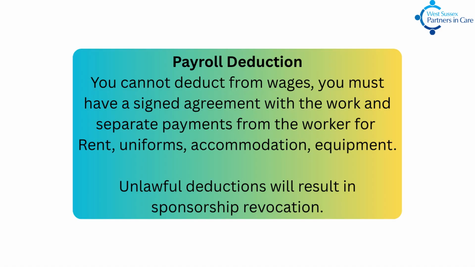Employers cannot make deductions directly from wages and payslips. There must be a separate agreement in place if the worker is required to pay for rent or uniforms. Sponsors will get an instant revocation if the UKVI find payments are being deducted directly from wages. There must be documented agreements for any required payments the worker needs to pay for rent or uniforms.